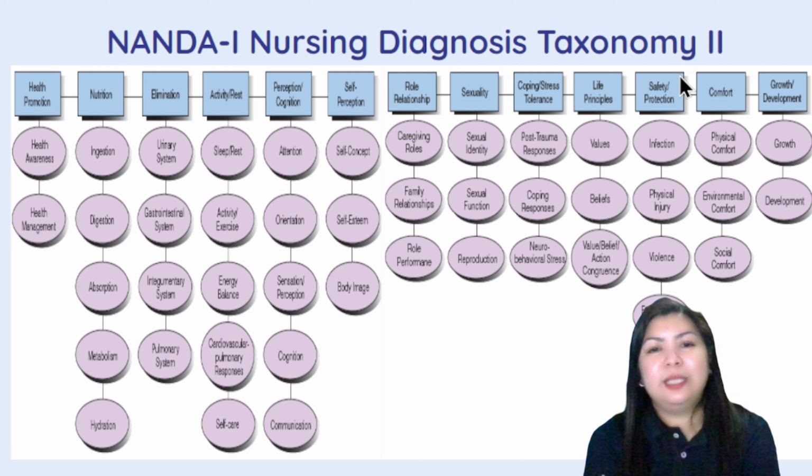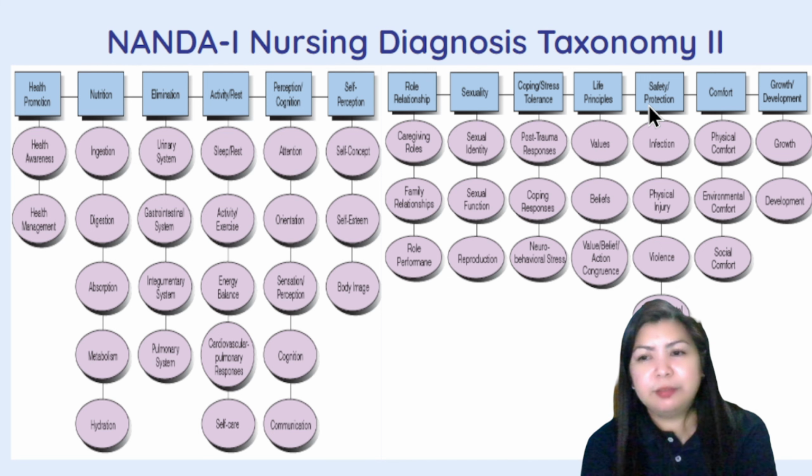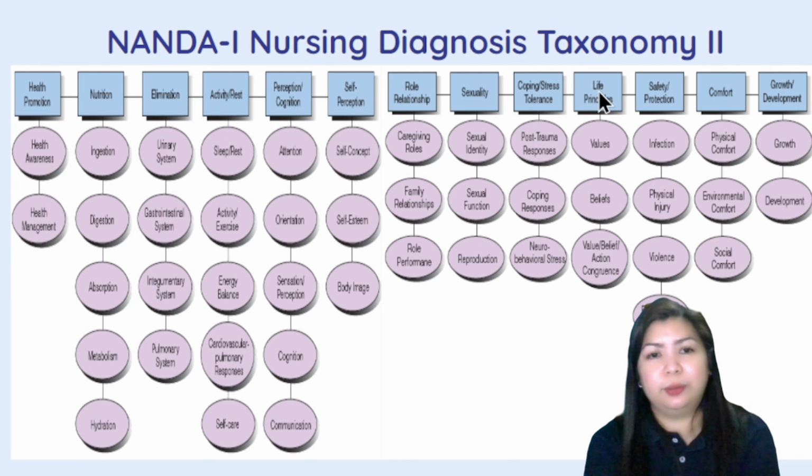Okay, so this taxonomy 2 has 3 levels. The first part, the blue part, are your domains. We have 13 of them: health promotion, nutrition, elimination, activity risk, perception cognition, self-perception, role relationship, sexuality, coping stress tolerance, life principles, safety and protection, comfort and growth and development. So these are your 13 domains.